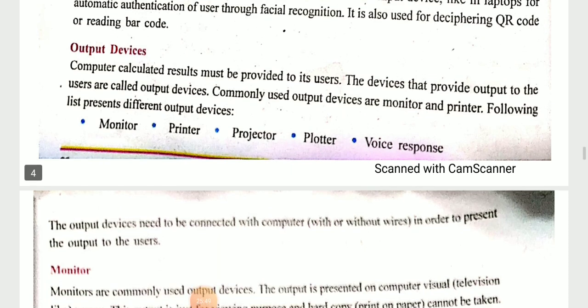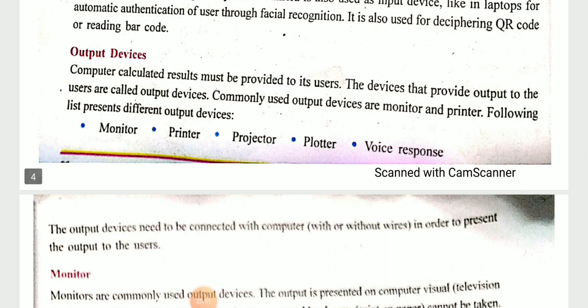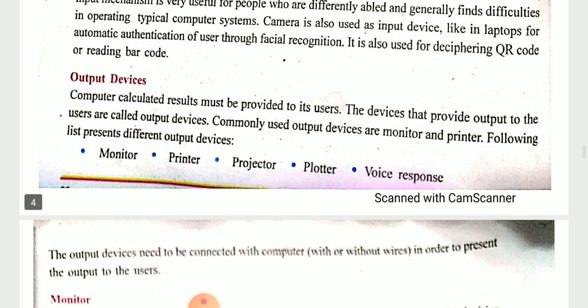In the next lecture I will explain all the output devices: monitor, printer, projector, plotter and voice response.